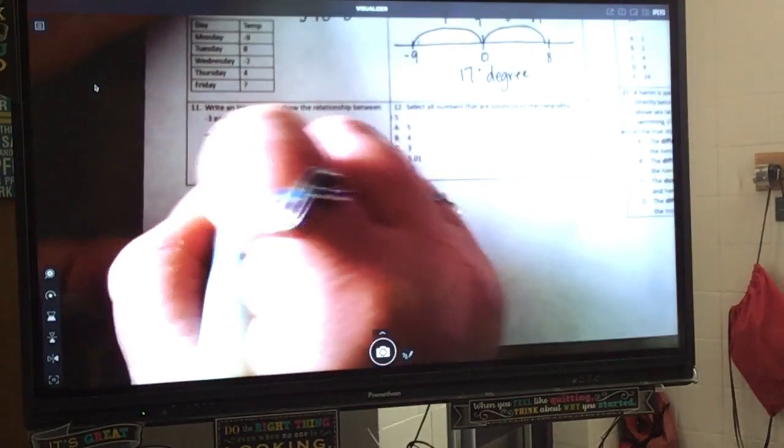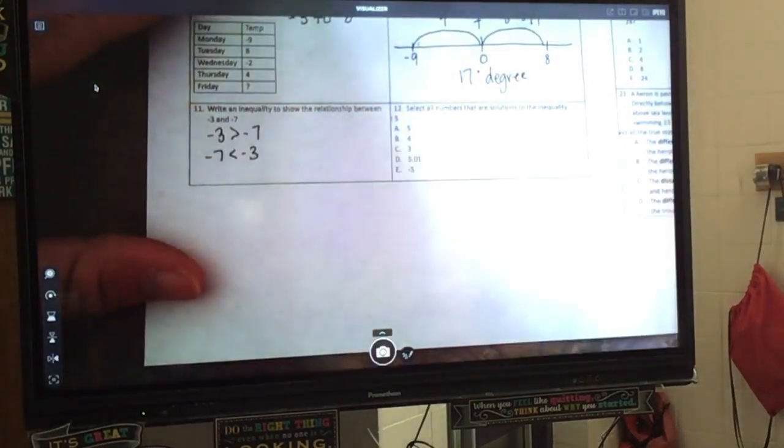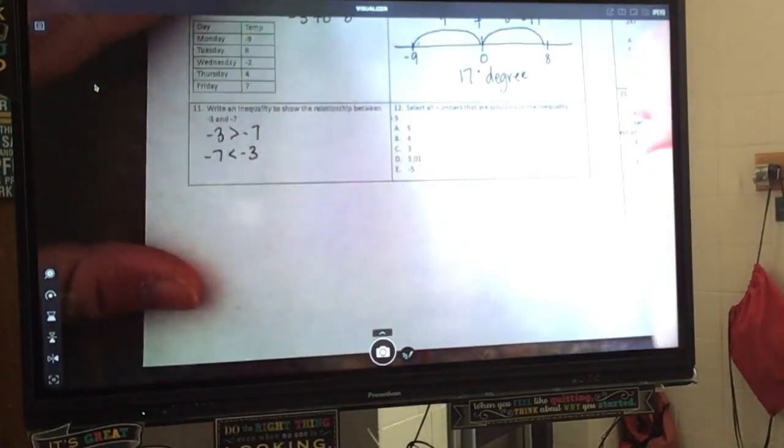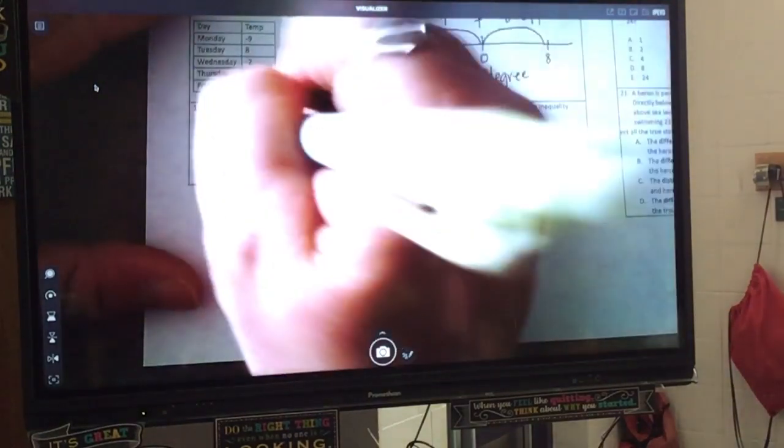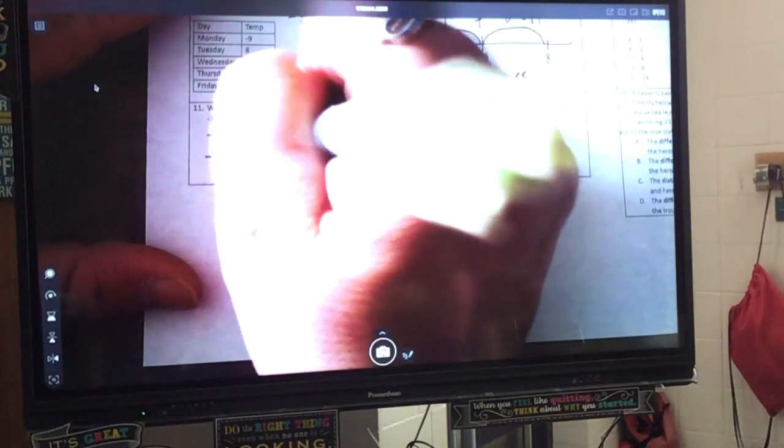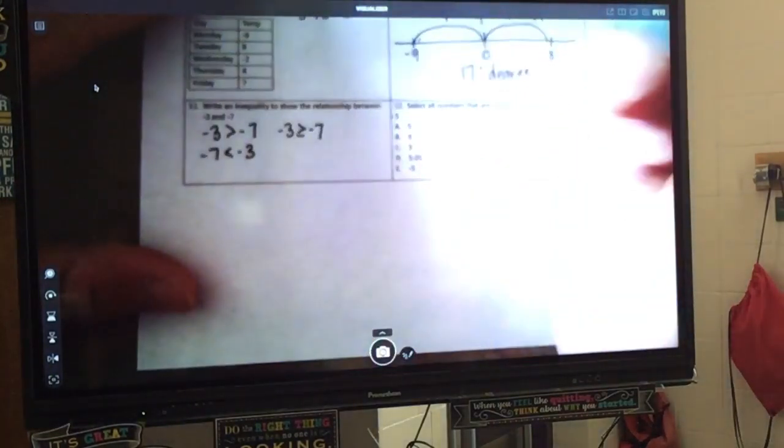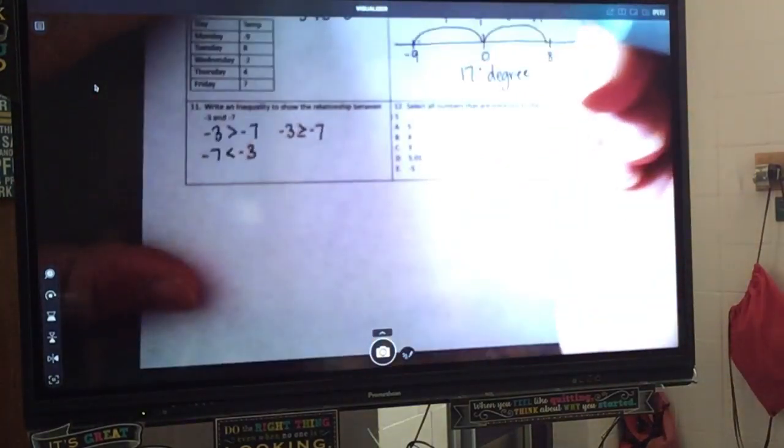-7 is less than -3. All right, what else? Emma. -3 is greater than or equal to -7. You said -3 is greater than or equal to -7. Okay. What else? -7 is less than or equal to -3.